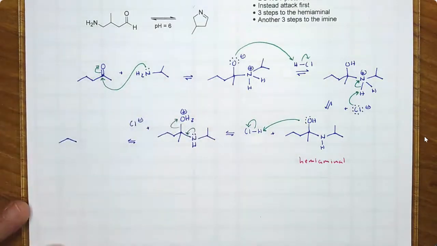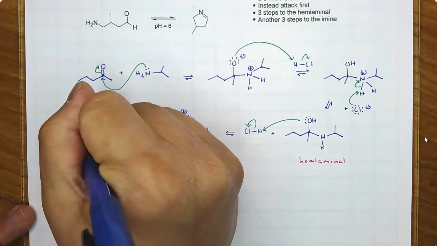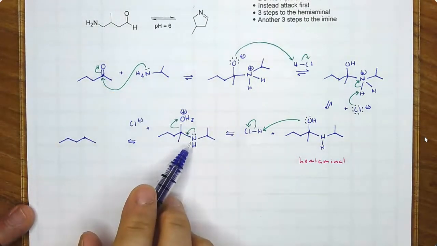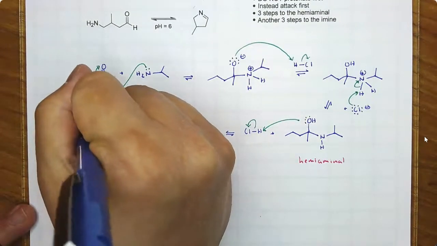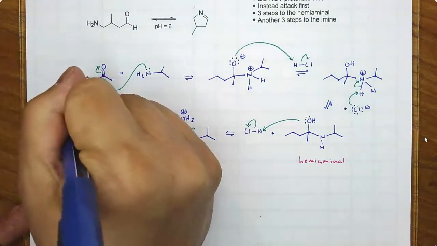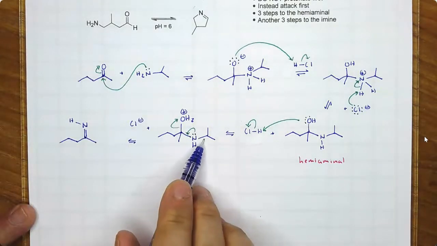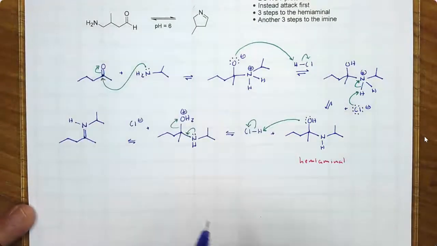Okay, look what we get. We get this carbon with the methyl here. We made a double bond to the nitrogen. That nitrogen still has the hydrogen, and I'll write it to the left. And that nitrogen still has the isopropyl group. And that's it. We kicked out water.